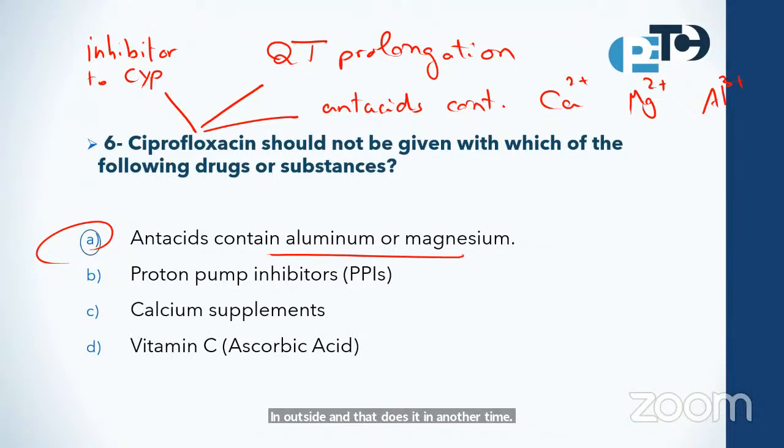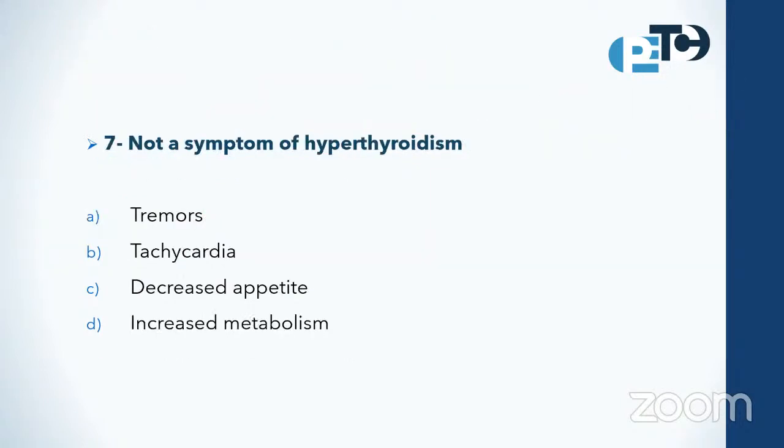Sir, the option also contains calcium supplements. Calcium supplements, yes, but the most important are the aluminium and magnesium antacids. The aluminium and magnesium form a complex with ciprofloxacin more than calcium. It's a right option also, but if you have those options together, choose the antacids containing aluminium and magnesium.